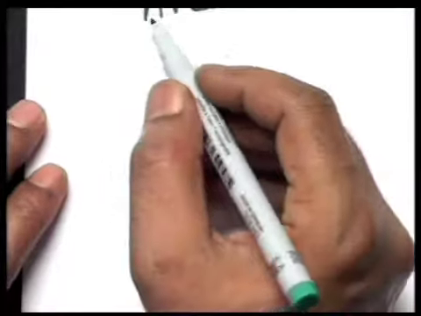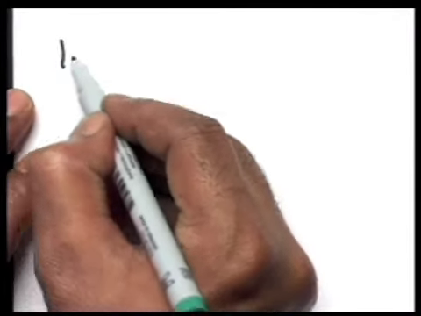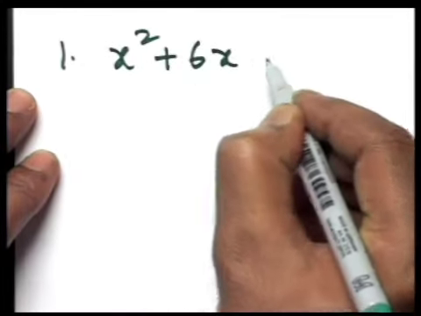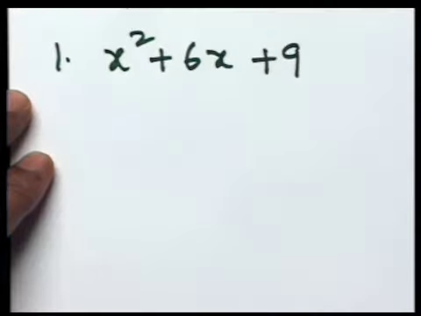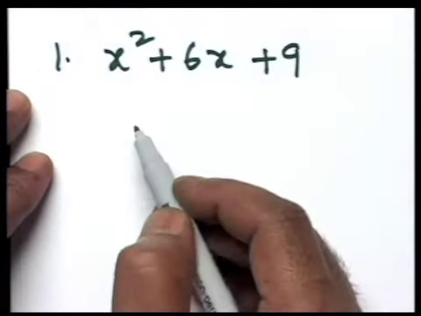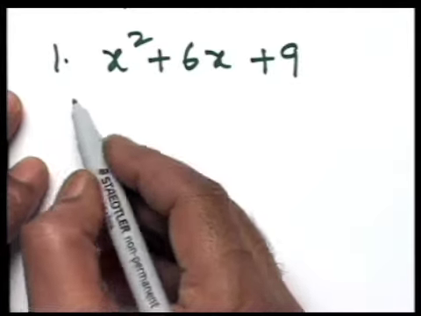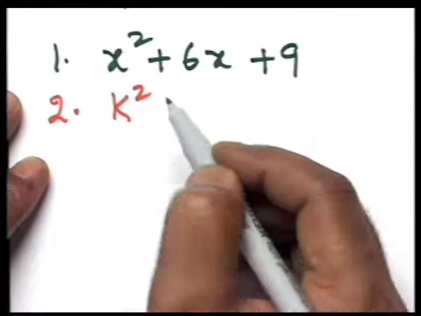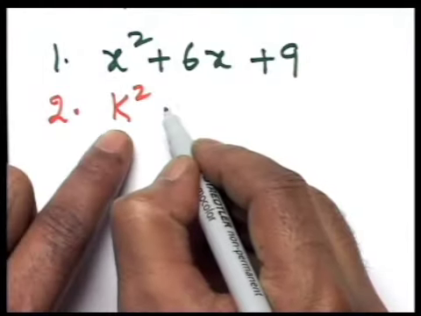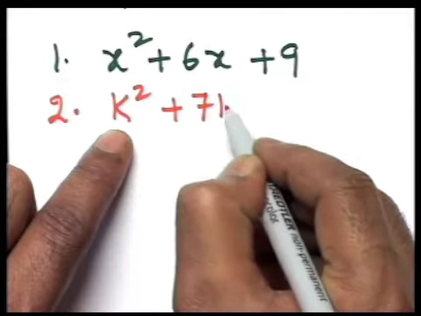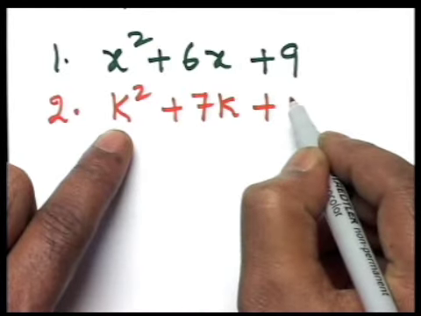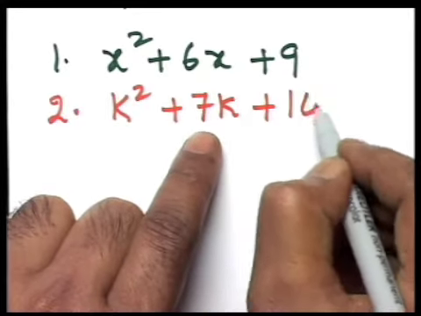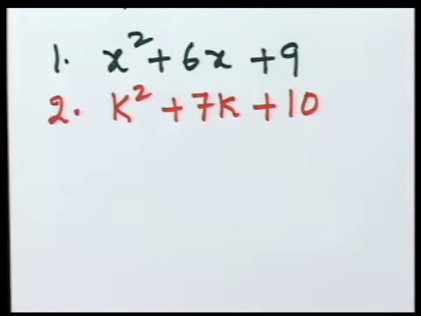Can you copy with me, please? Right, question number 1. Try x squared plus 6x plus 9. Okay, as you solve, I will write these sums down and we check the answers later. Question number 2. k squared, don't panic, it doesn't have to be x. k squared plus 7k plus, oh sorry, plus say 10.